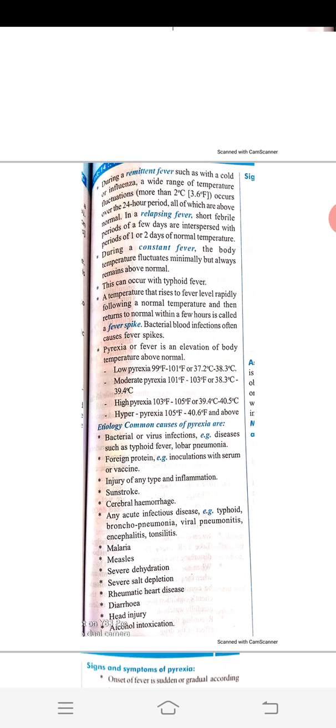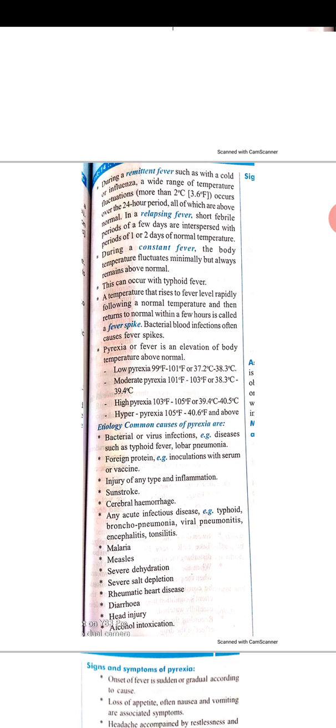Acute infectious diseases, that is pneumonitis or pneumonia, and encephalitis. These acute infectious diseases cause pyrexia. Pneumonitis is the inflammation of one or both sacs of the lungs, which are filled with fluid. Encephalitis is the inflammation of the brain. Then there is inflammation of the tonsils in the throat, that is tonsillitis.